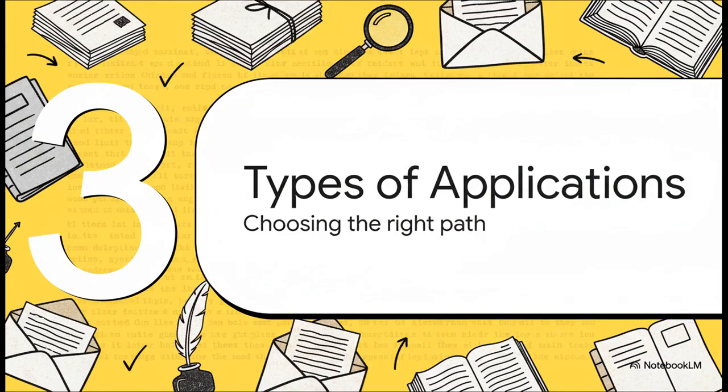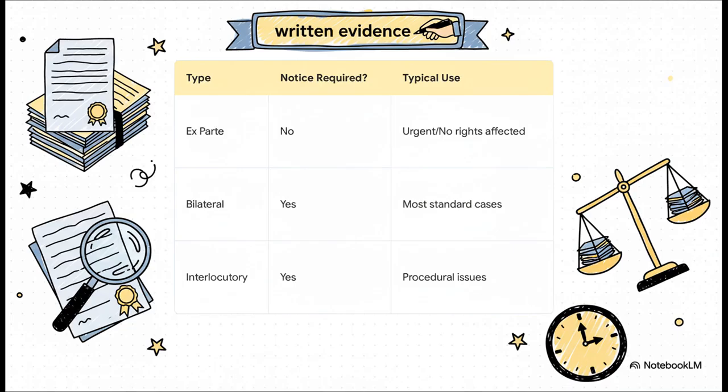Okay, Section 3. Now, not all paper lawsuits are built the same. Let's look at the three main types of applications. You can think of them as different blueprints you'd use for different situations. This table breaks it down perfectly.